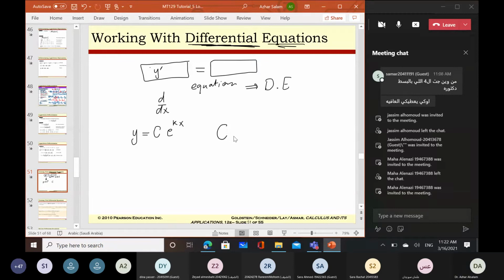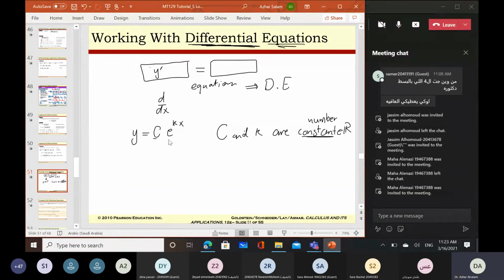C and k are constants. What's the meaning of constants? It means numbers, real numbers. Constants in R. So here this is a number and this is a number. This is a variable.